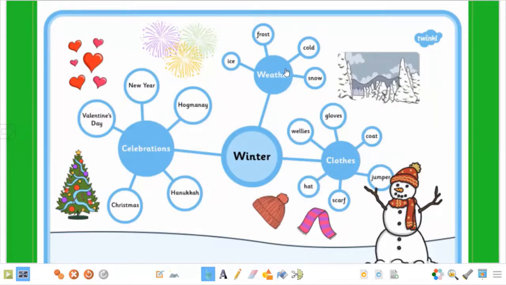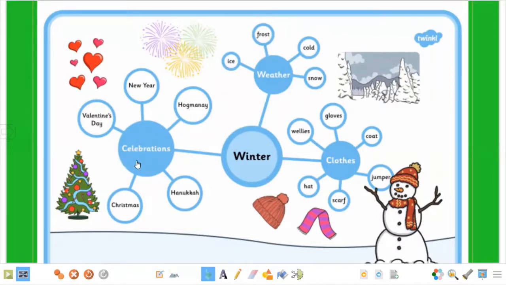That's right, it's about weather. You can see there's some pictures at the side. I think there's only one picture there, but some key words that are linked to weather in the winter time have been written around the outside. So you'll notice words like snow, frost. Okay. Then we've got a third section over here.